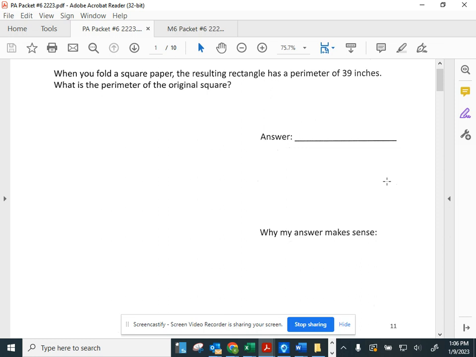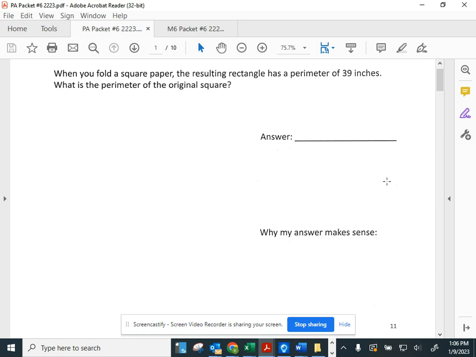Good afternoon. Today we are working on math packet number 6. So we are looking at our ways to work out these different problems. Our first page is one of our word problems. When you fold a square paper, the resulting rectangle has a perimeter of 39 inches. What is the perimeter of the original square?